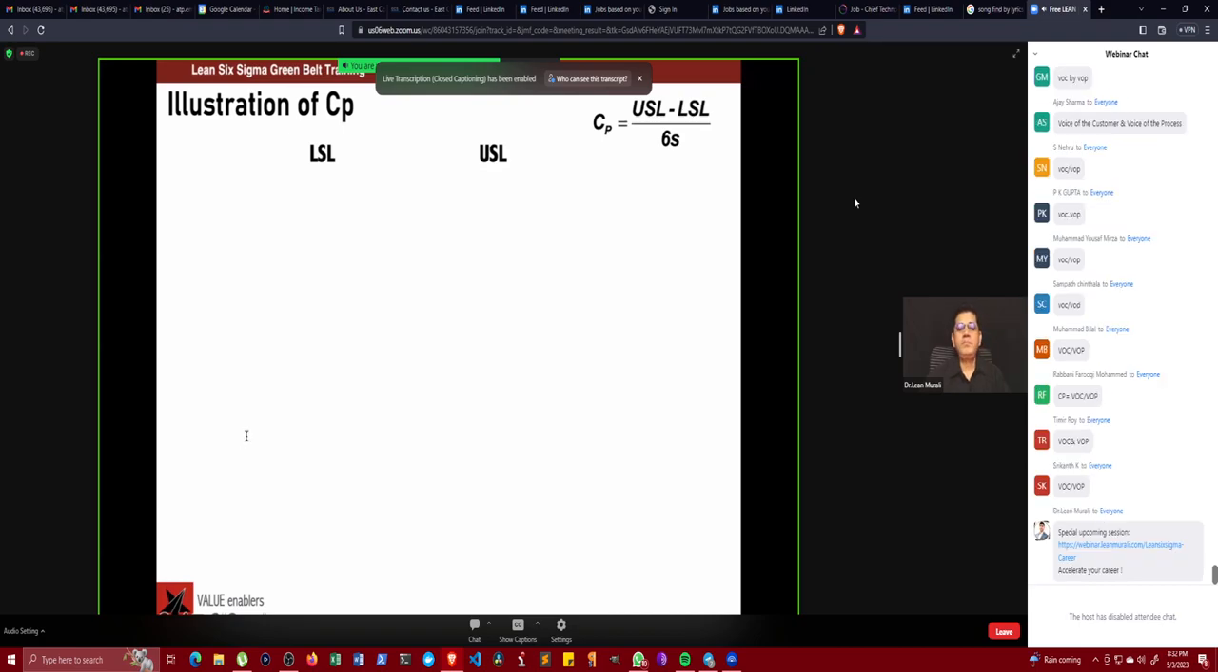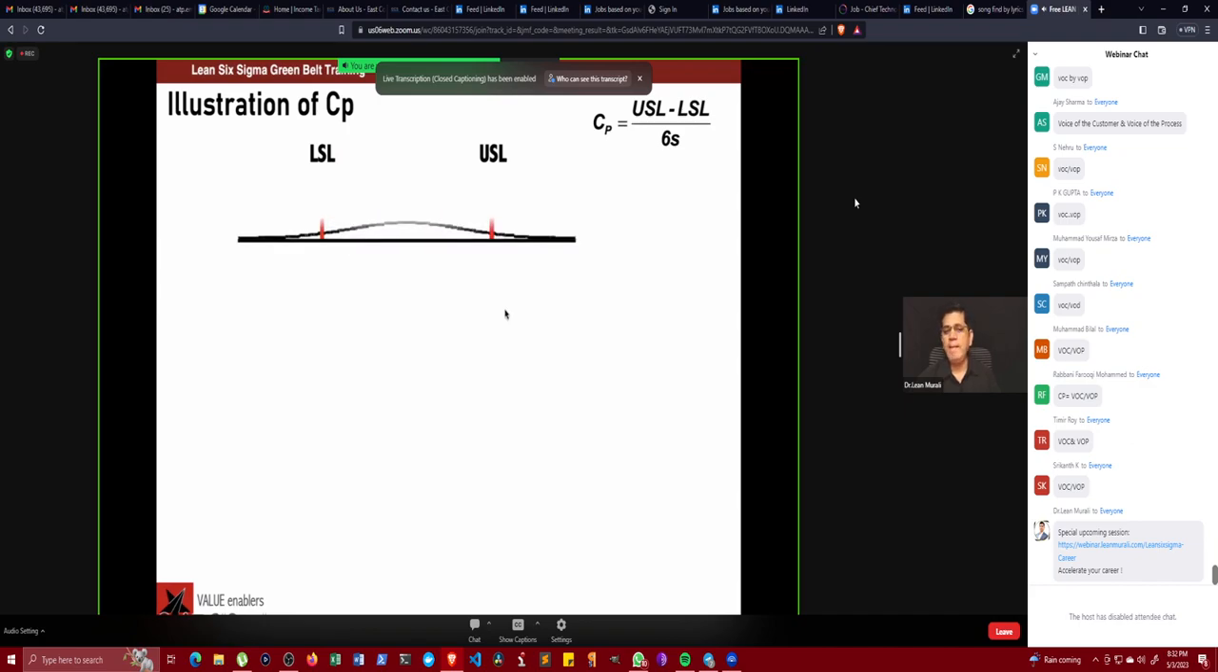We already said that it is the upper specification limit, in this case 12.5, and the lower specification limit, which was 9.5. And we can multiply the standard deviation by 6 and always calculate Cp. It is just mathematics, right?